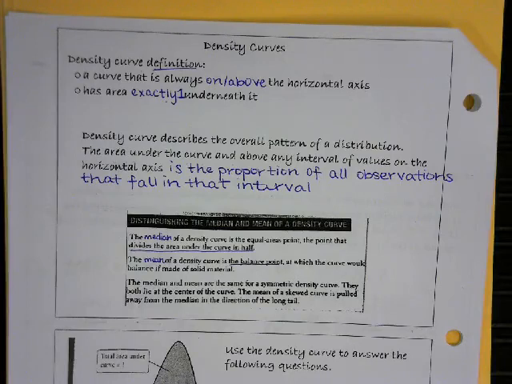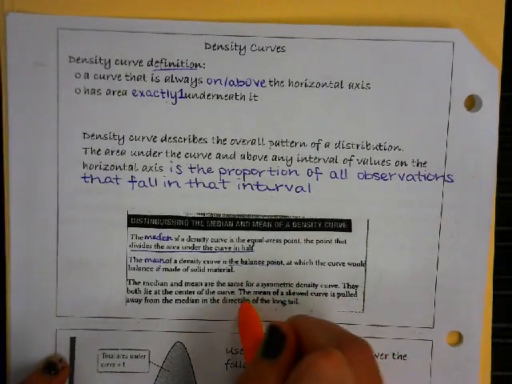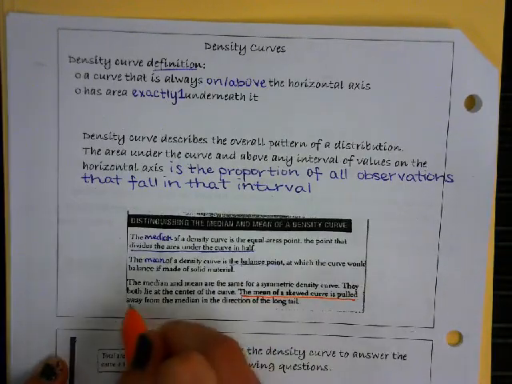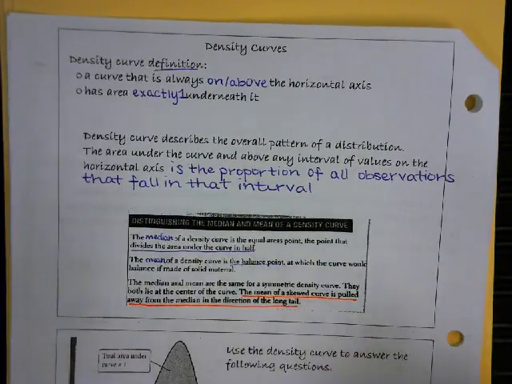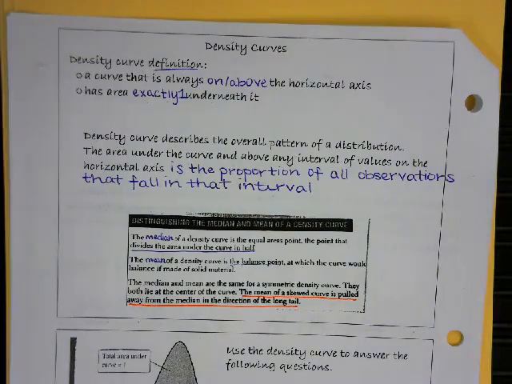The median and the mean are the same for a symmetric density curve. They both lie at the center of the curve. If you have a skewed curve, the mean is pulled away from the median in the direction of the tail. So just to reiterate that, we talked about that in the first unit, that the mean is non-resistant to outliers or skewness.